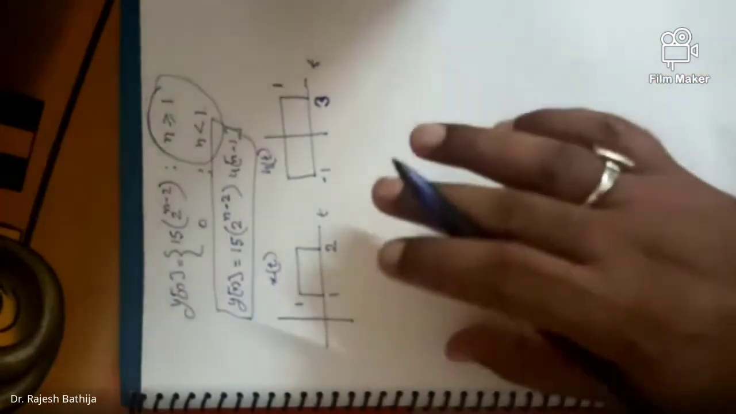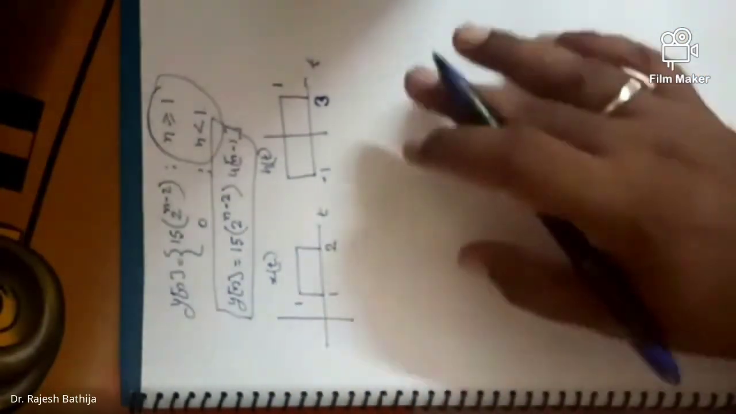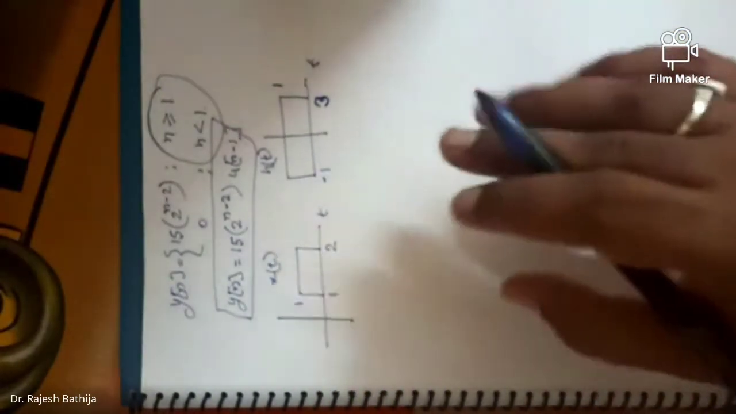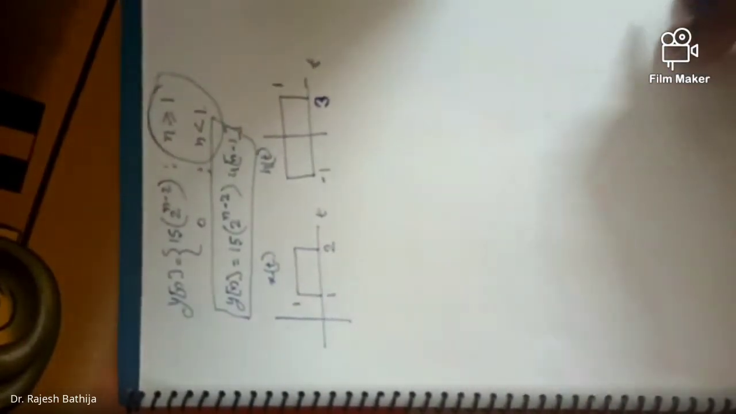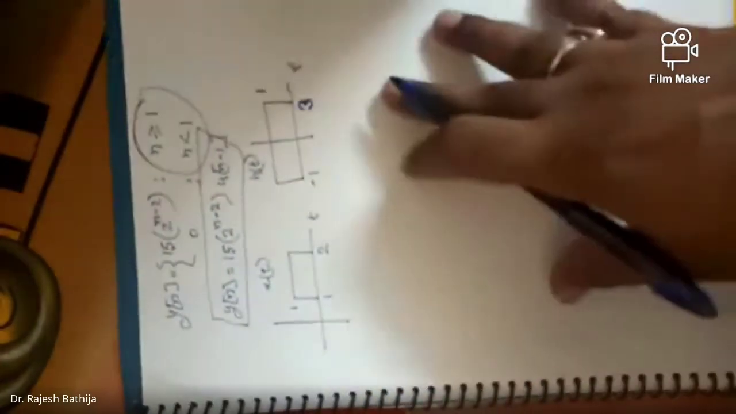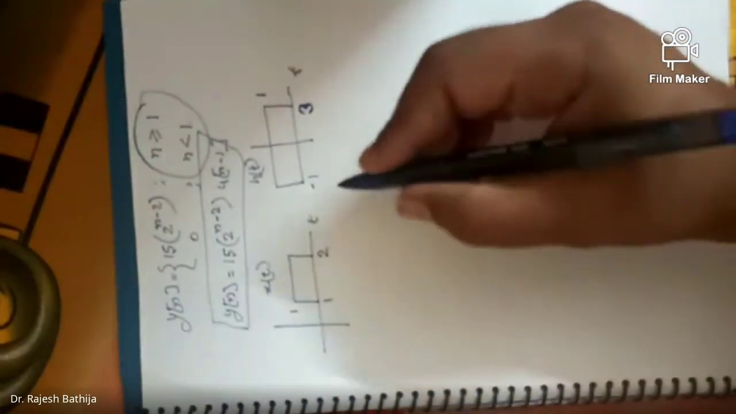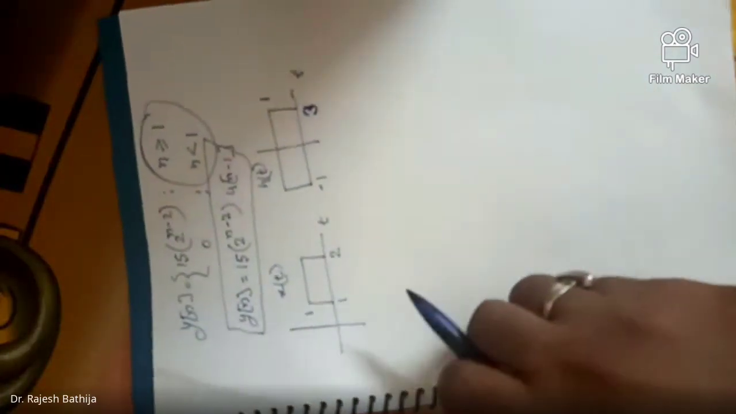We can also do some mathematics. We can use the integration approach, but that is not required in signals and systems. We integrate from minus infinity to infinity x of tau, h of t minus tau, and then we can solve it. But that is a tedious approach, right? So in signals and systems, we try to avoid that mathematical approach.